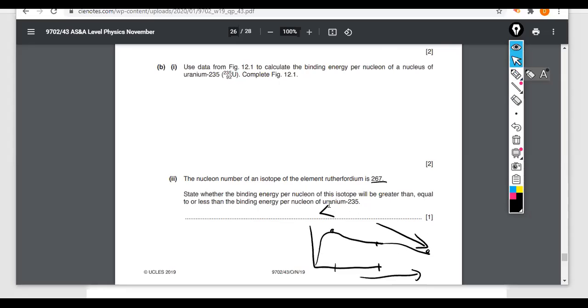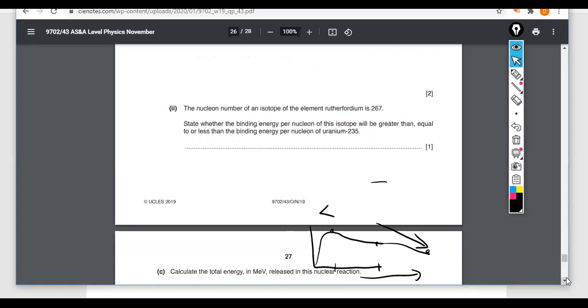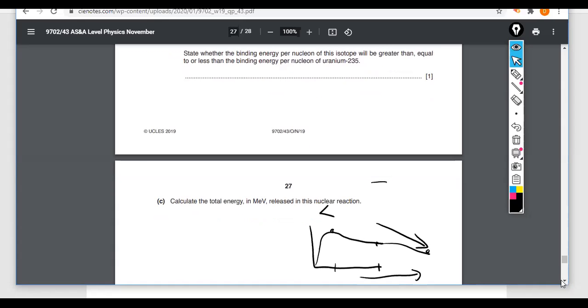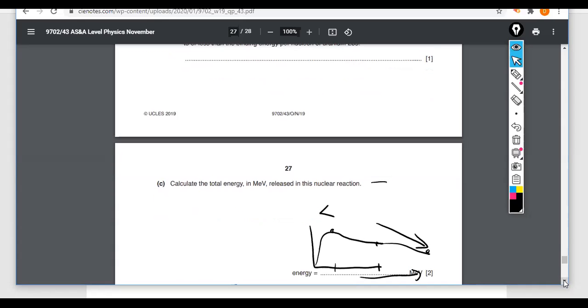So the answer to that one is just less than, right? And it's really the graph of the binding energy per nucleon against nucleon number that helps you solve that. This is a really important graph in terms of why does the universe have so much iron in it? It really helps us to anticipate which type of nuclear reactions will go.